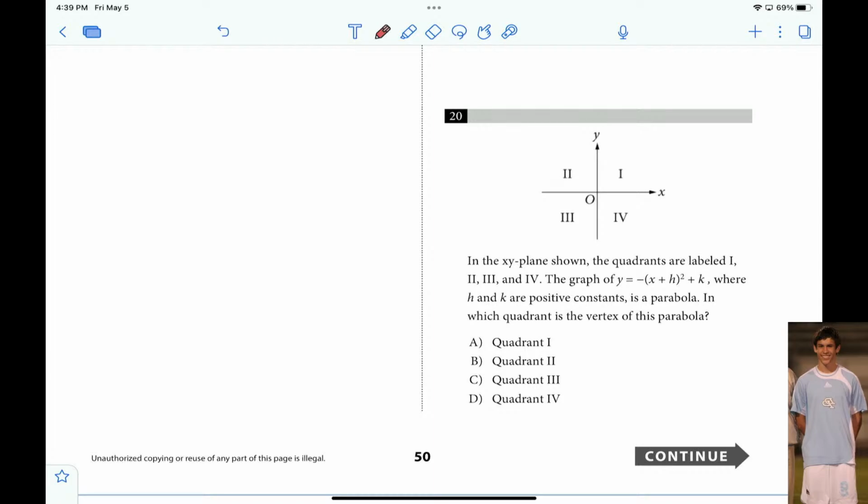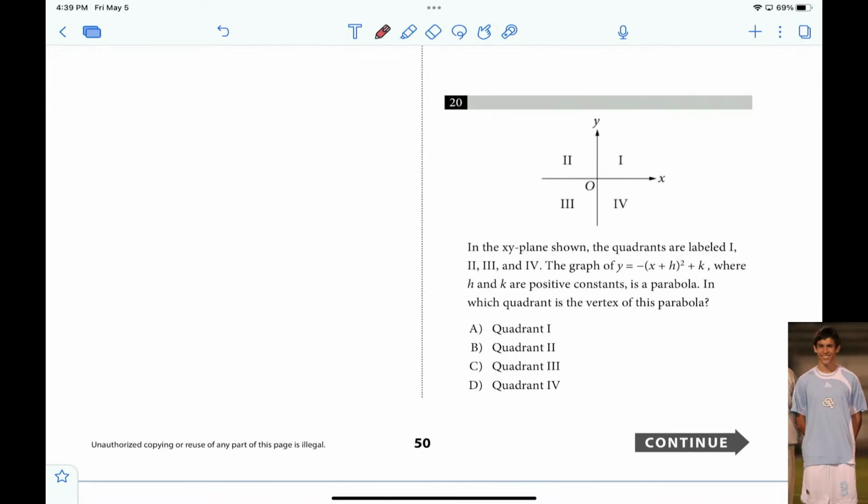So what we have to recognize is that the parabola they just gave us is written in vertex form. So remember vertex form, the number inside the parentheses with the x is the x coordinate of the vertex, but it's the opposite sign. So this is saying it's going to be at negative h. And then the number on the outside that we add or subtract, we keep that sign, and that's going to be the y coordinate of the vertex. So this vertex is going to be at negative h, comma k.